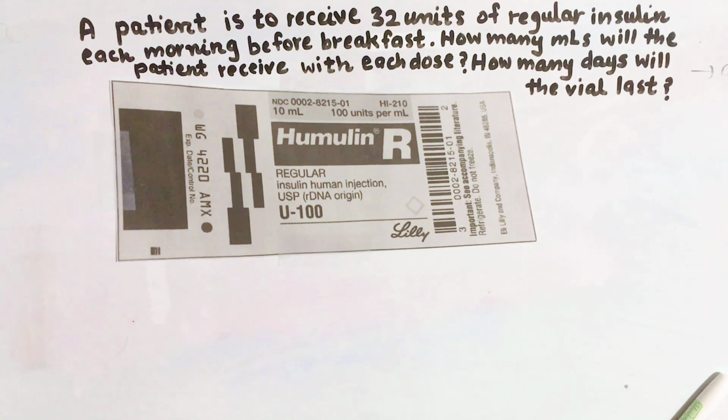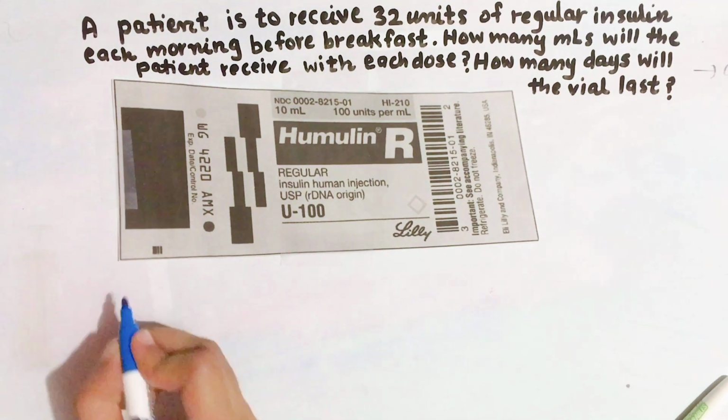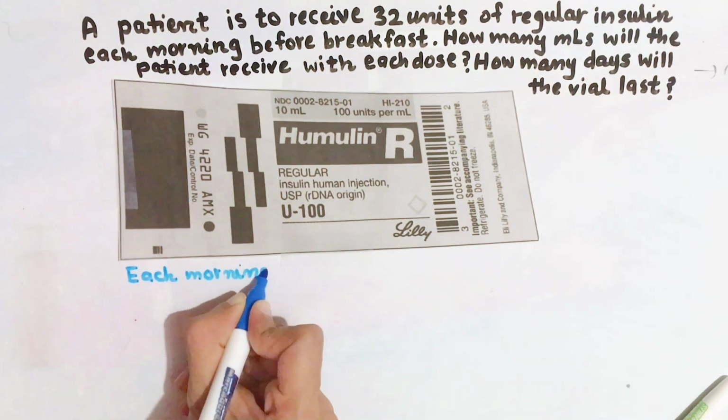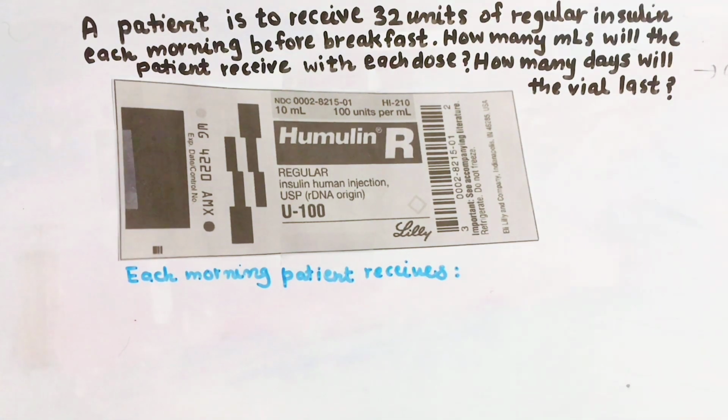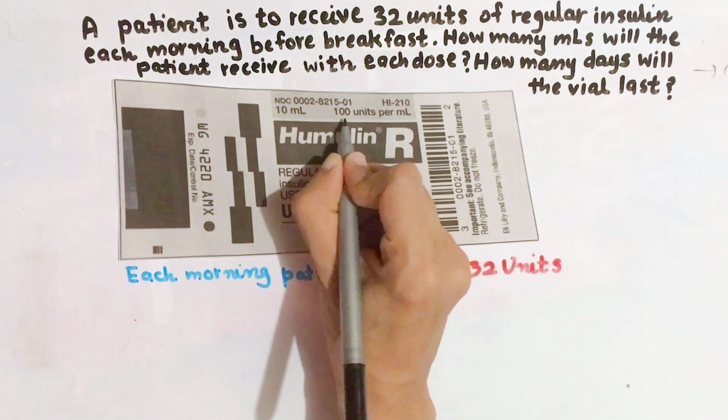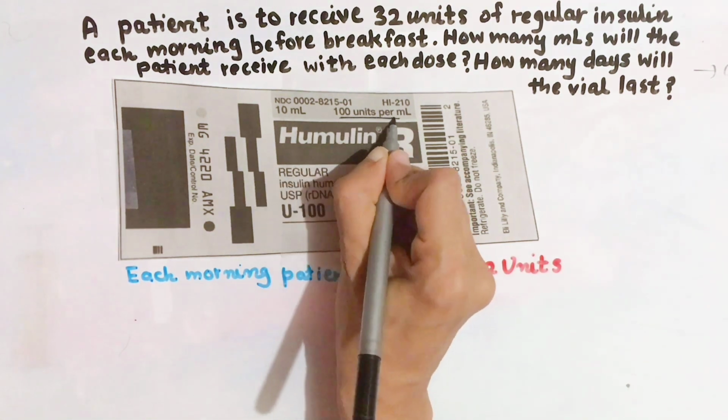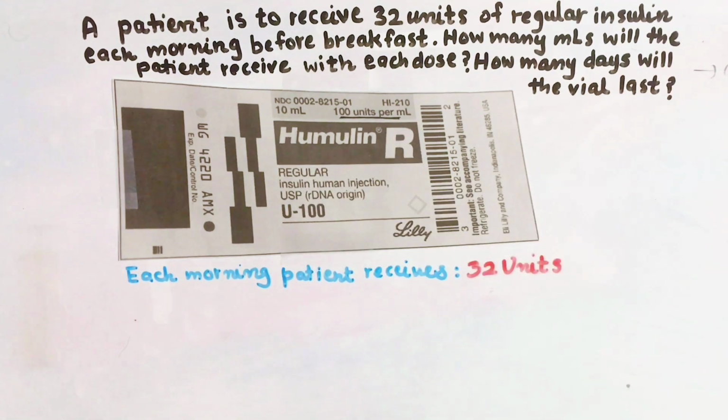So let's look at question number 1, which is how many milliliters will the patient receive with each dose? From the question, we know that each morning the patient receives 32 units of insulin before breakfast. So each dose is 32 units. But we need to convert 32 units into milliliters. In order to convert, we first need to know the concentration strength of the insulin per milliliter.